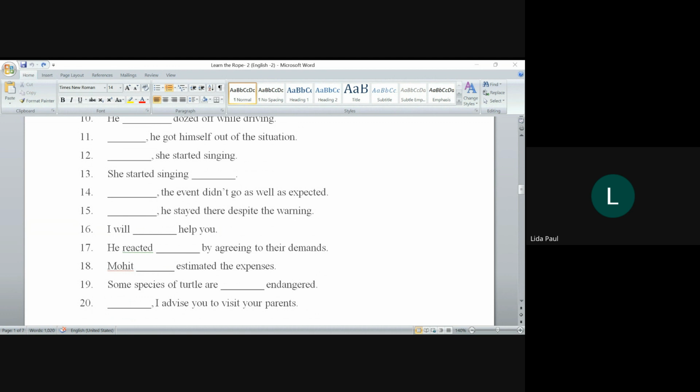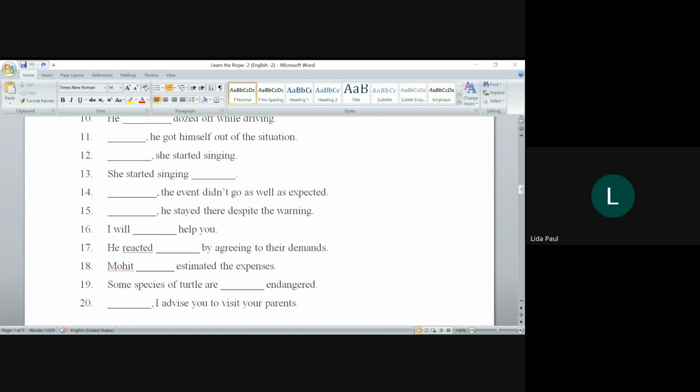Okay. 18th one. Mohit dash estimated the expenses. Wrongly. Okay. Rightly. Yes. Rightly, wrongly. Clearly. Anything else also could be? Clearly also, yes. Clearly, yes. Okay.